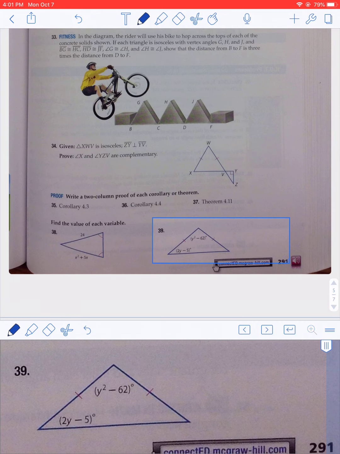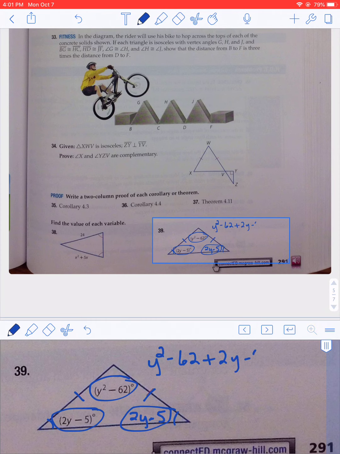We know that this is an isosceles triangle, so these two are equal, right? So therefore we know that this is also equal to 2y minus 5, okay? And so hopefully from here you realize that this angle plus this angle plus this angle equals 180. That's really all we know. So we can write that up here. It's going to be kind of ugly, but it's the truth.